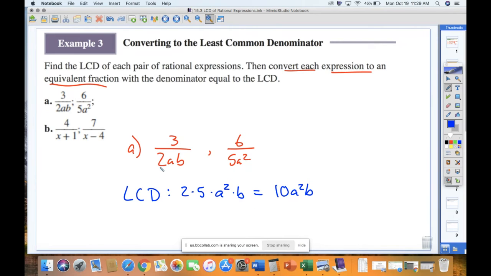Let's look at that again. 2 and 5, they're unique. So 2 times 5, they're both to the first power. A is unique. A squared is not unique, but I'm going to use A squared because it's the biggest exponent. B is unique, and it's to the first power. So when we multiply this out, we get 2 times 5 is 10, A squared B. So that's our least common denominator. So what's that going to do to our fractions? Our fractions are now going to be written with denominators of 10A squared B.